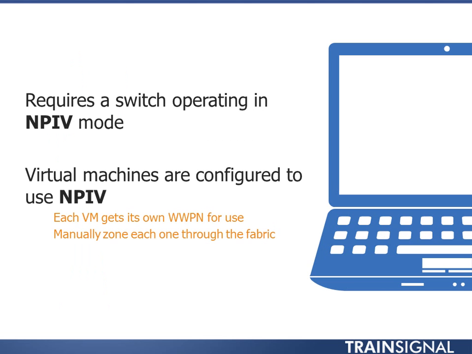Virtual machines are configured to use NPIV, so each VM gets its own WWPN for use, and each one is manually zoned through the fabric. The reason we would enable this on the switch is that instead of using just the addresses on the server HBA, we would assign addresses to each of our VMs and be able to zone them individually.